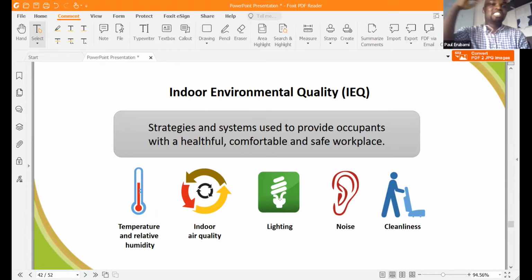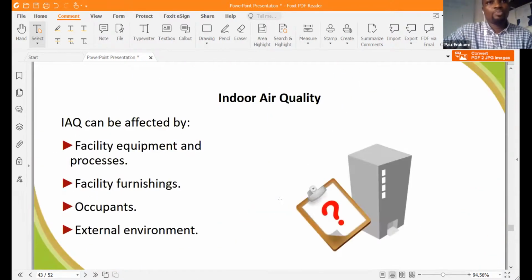We should ensure that the temperature and the relative humidity within the space are within the acceptable limit, your indoor air quality is within the acceptable limit, lighting is adequate, noise is within the acceptable limit, and your cleanliness is within the acceptable level. Moving forward, what are the factors that affect indoor air quality? Like I said, there are various factors that affect your indoor air quality.